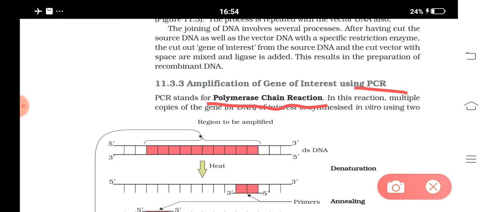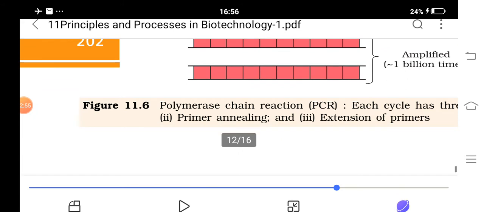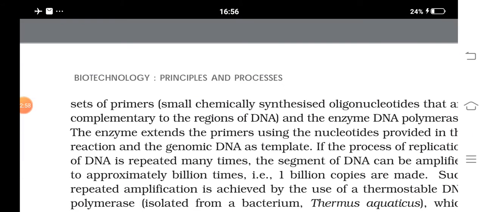What? From treating the cell with cellulase, pectinase. All this has to be done. Otherwise, if you are doing polymerase chain reaction directly, a number of copies can be produced. So for this purpose you need two sets of primers. So what are primers?